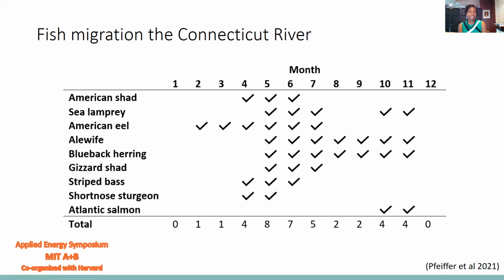We investigate 9 different fish species in our analyses, and that's presented in this table here. At the top row, we have the months of the year. Then the check mark just represents if the fish is reported to be active in that month. And then at the bottom, we have the total amount of active fish species during the different months of the year. So one thing that we noticed is that the fish are most active during May and June. And so those would be 2 key months to watch out for the interaction between offshore wind energy variability and hydropower variability.